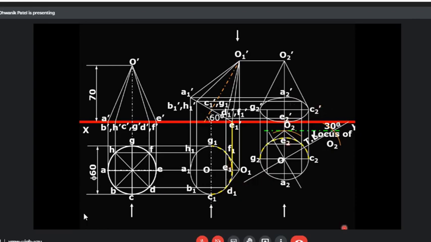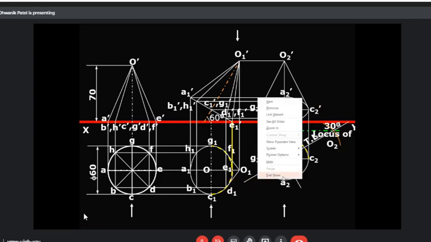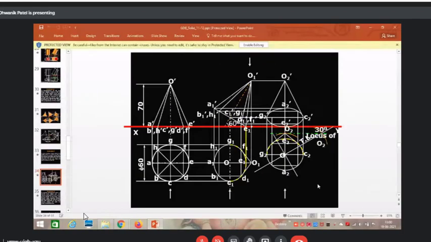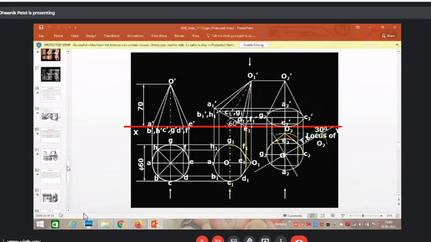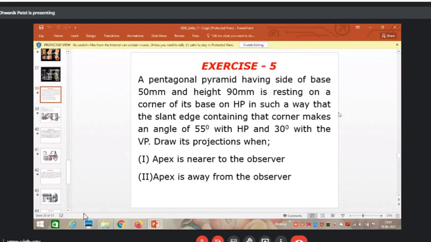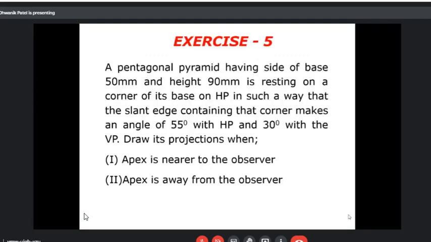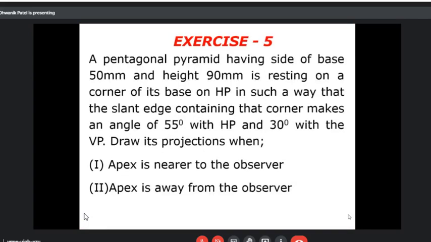We go for the next problem. If you understand this problem very well, then you can easily understand this exercise number 5. It is very important. So everyone carefully read the data.